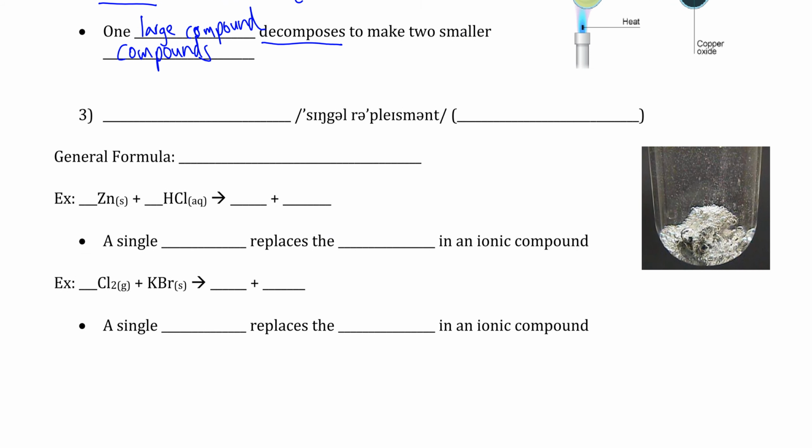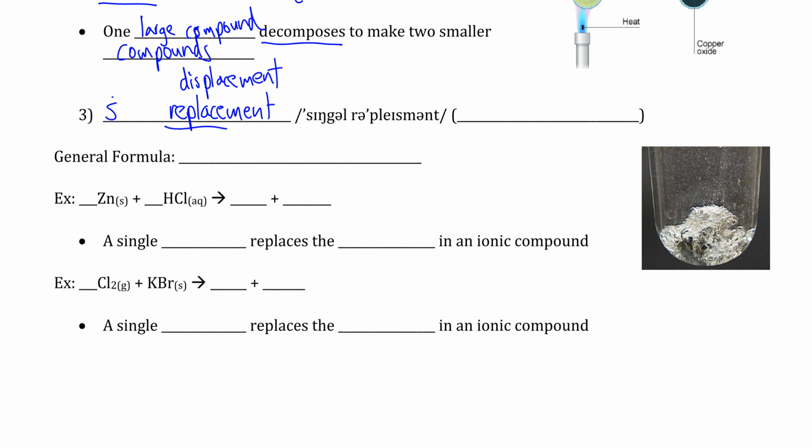The next category of reactions are what we call replacement reactions, and we can see the main word in here is replace. You may often see that the word displacement is used instead, but the words displace and replace basically mean the same thing, where we have something that takes the place of something else.